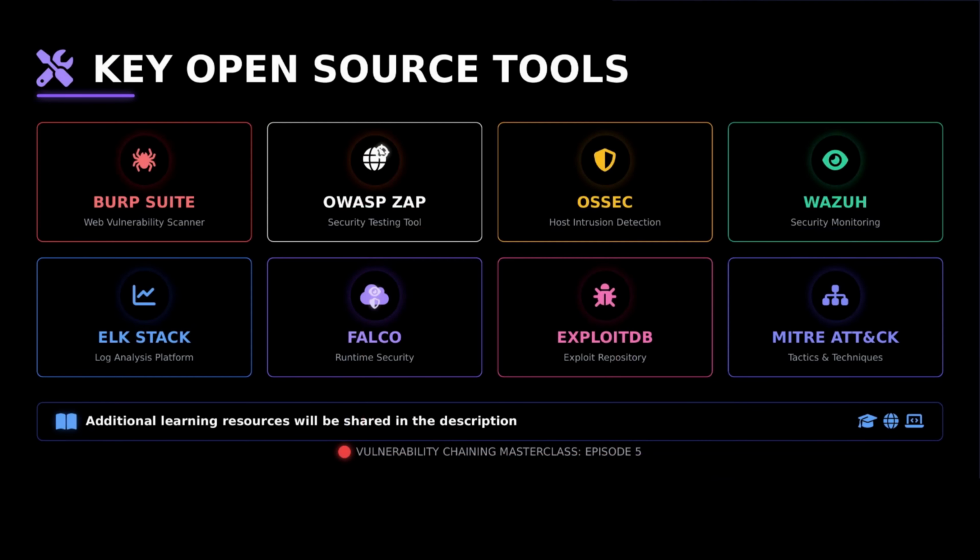Want to practice or defend better? Use these. Burp Suite and OWASP ZAP for testing. OSSEC and Wazuh for intrusion detection. ELK and Falco for log analysis and runtime security. And study ExploitDB and MITRE ATT&CK to see how real-world exploits evolve.